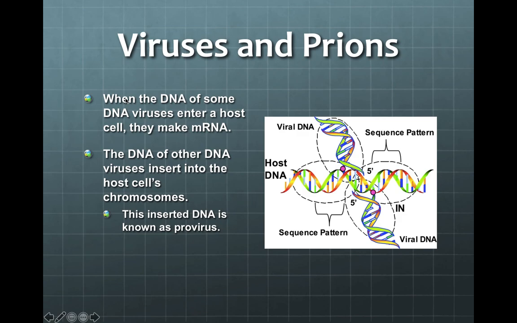Okay, sorry. When the DNA of some DNA viruses enters the host cell, they make RNA. The DNA of other DNA viruses inserts into the host cell's chromosomes. When the DNA is inserted, it is known as a provirus. Here you've got host DNA and then you've got viral DNA. That's called a provirus.